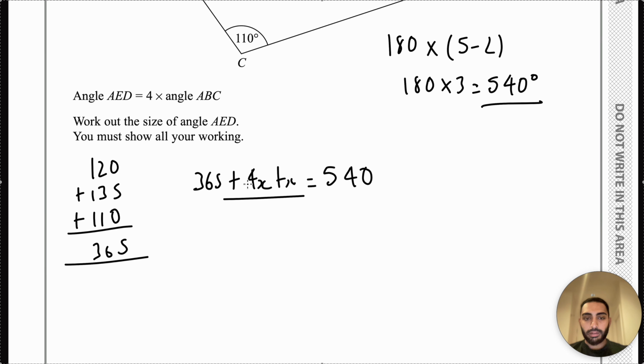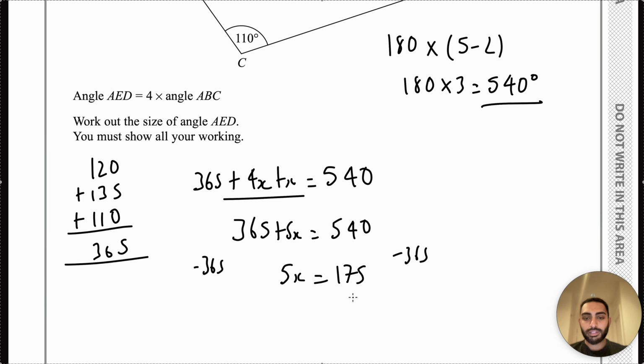Can simplify this bit, collecting these like terms. So I've got 365 plus 5x is equal to 540. X is being multiplied by 5, and then we're adding 365, so I'm going to take away 365 from both sides. So 5x is equal to, that'd be 140 plus 35, so it's going to be 175.